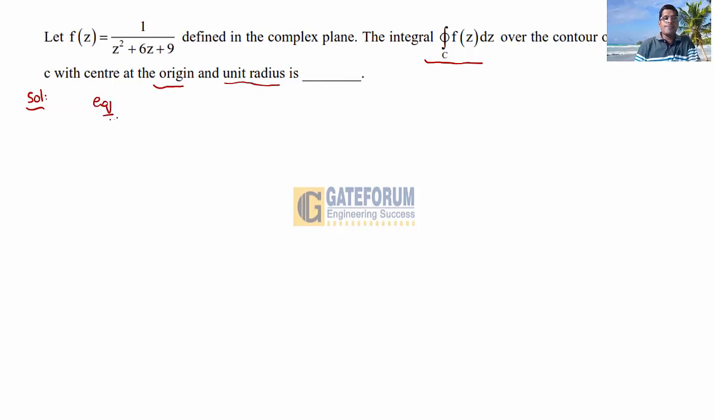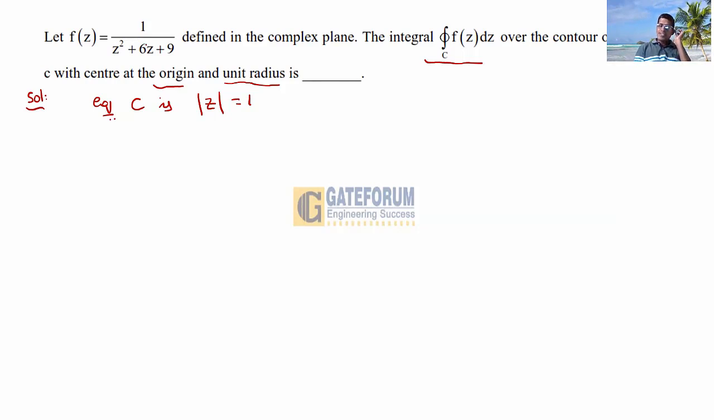Equation C is |z - a| = r, where r is 1 and the center a is 3. So that is |z| = 1. Now find the singular points of the given integrand f(z). If the singular points are all outside the curve, then apply the Cauchy integral theorem, and the answer is 0.